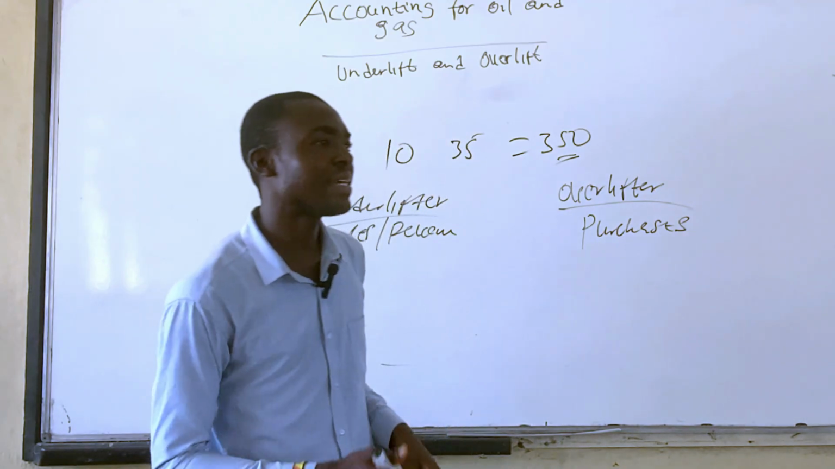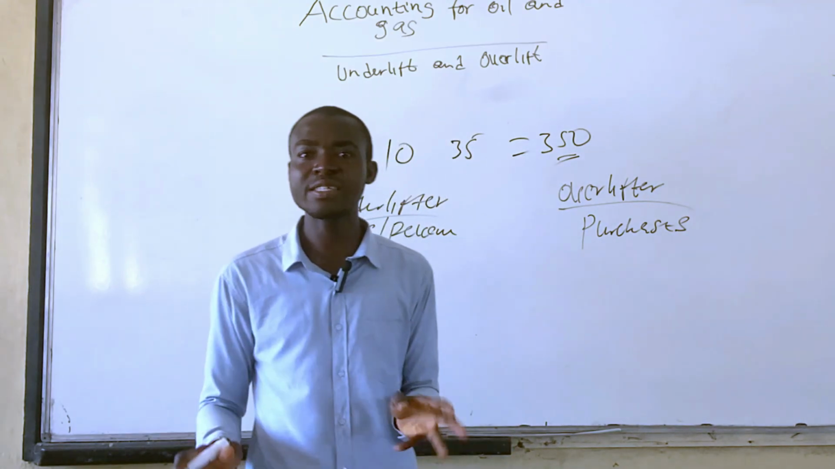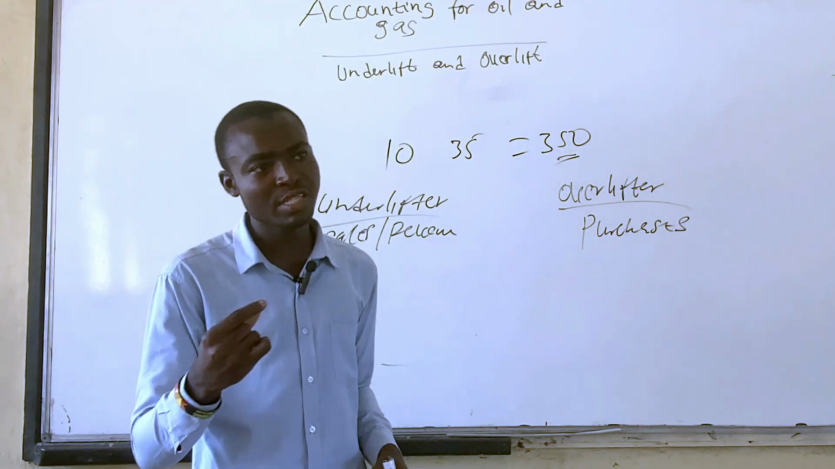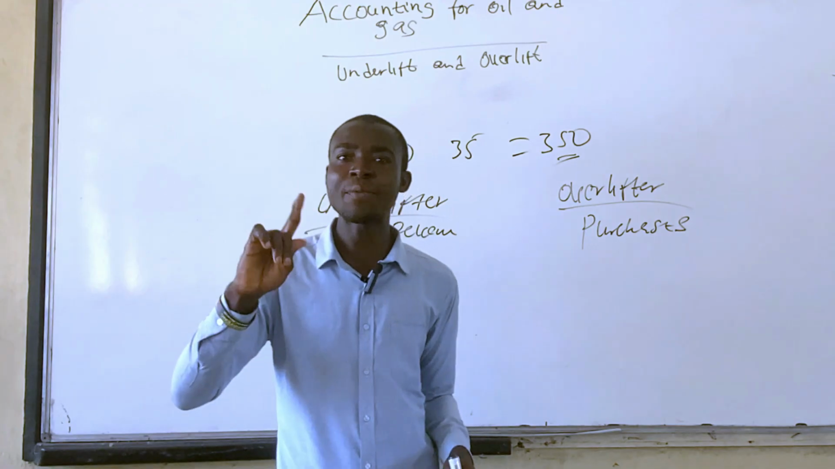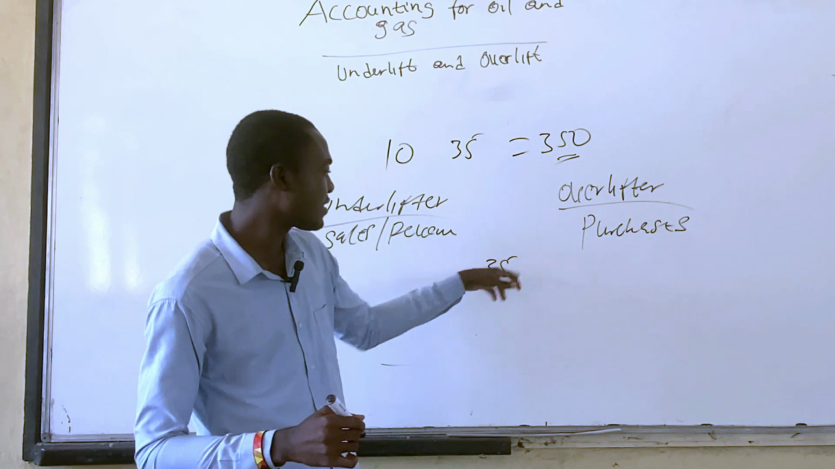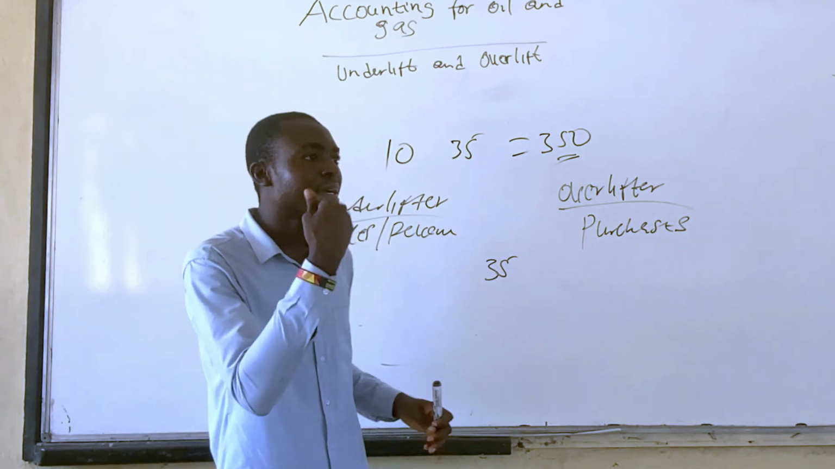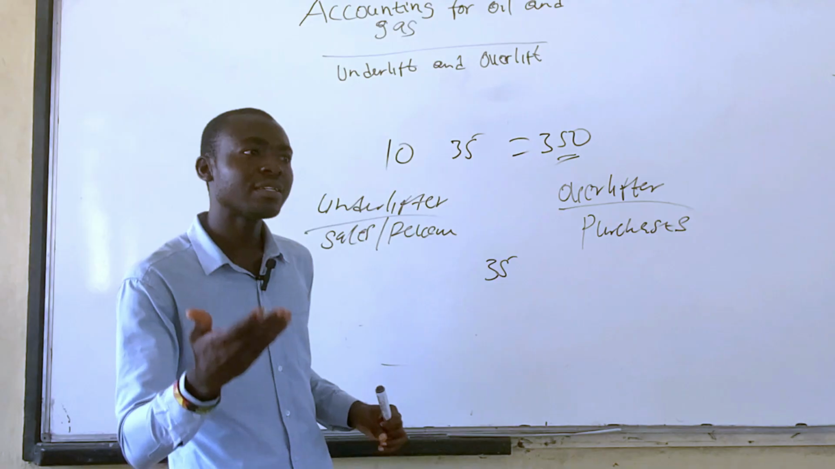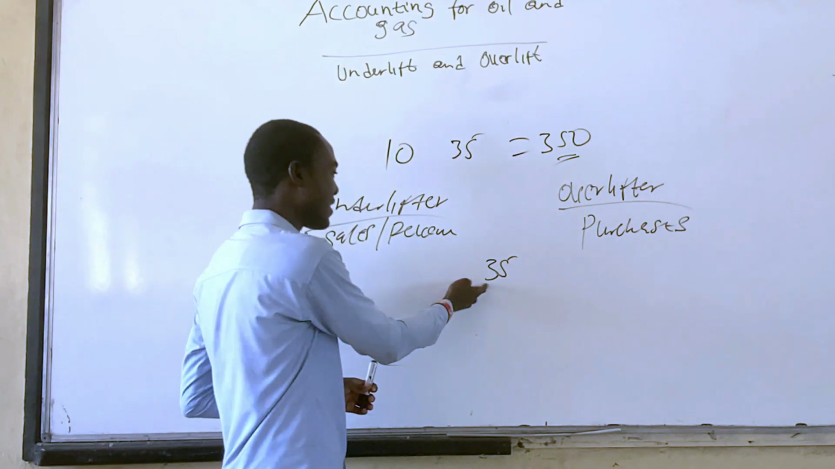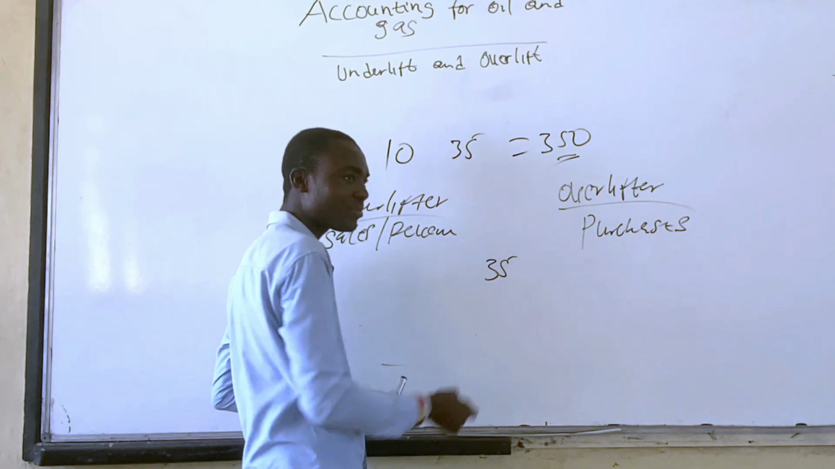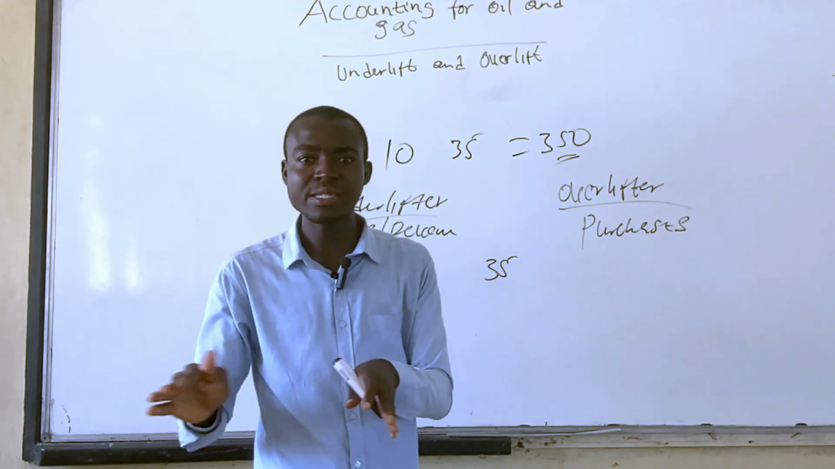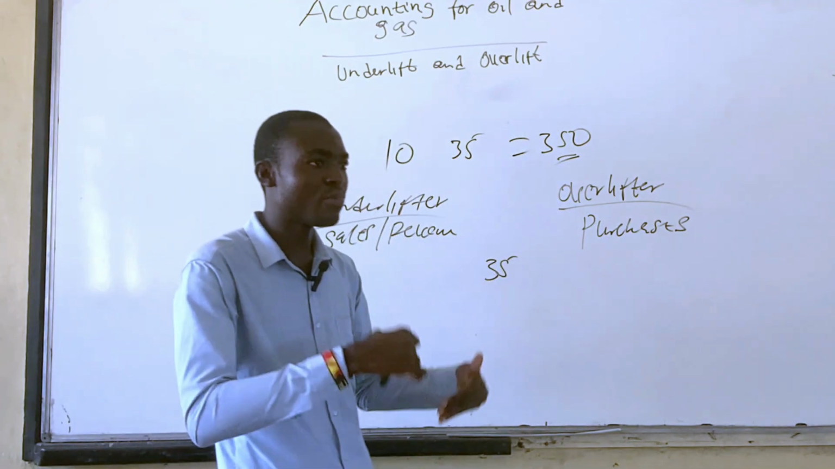And then one thing about underlifting and overlifting is that the oil price will always reflect the current market price. So in case the current market price is 35 cedis, it means the barrels that occur as overlift or underlift will be valued at the market price. That's the 35 cedis. And immediately the transaction took place, they will recognize it in their books.